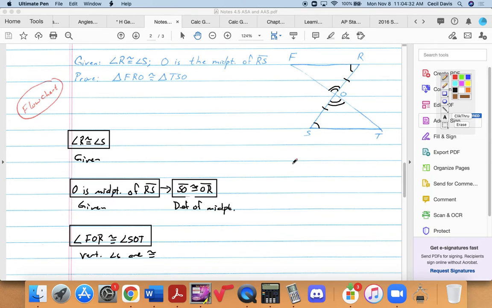Okay. So do we have enough now to prove that these two triangles are congruent? Yes. And so we will. So triangle FRO is congruent to triangle TSO by angle side angle.